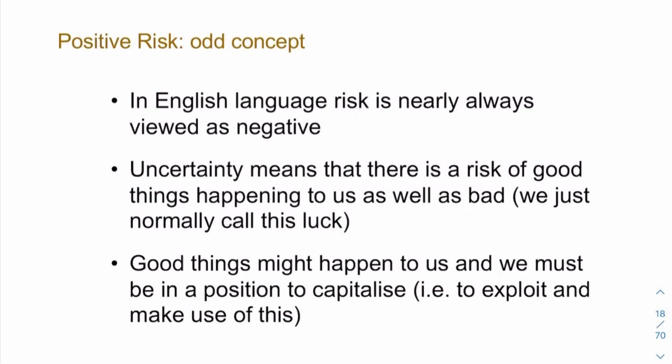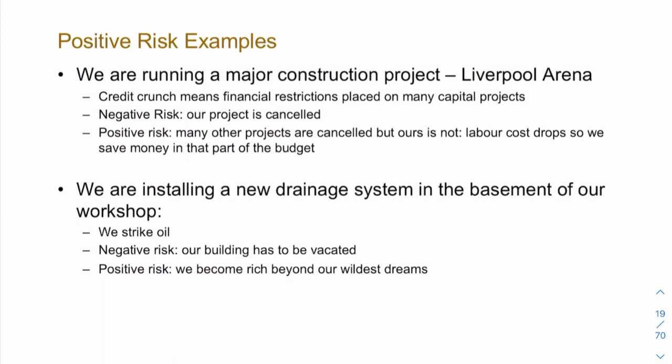For example, let's say we were doing a large construction project in Liverpool. Let's say it was the Liverpool Arena project. Remember, there was such a thing as the credit crunch many years ago. I can't believe it's already been 11 years. But when the credit crunch came, this was around the time when the Liverpool Arena was being built. That created financial restrictions on lots of other capital projects. So the negative risk would be that our project, if we're working on this, might be cancelled. We would need to watch out for that.